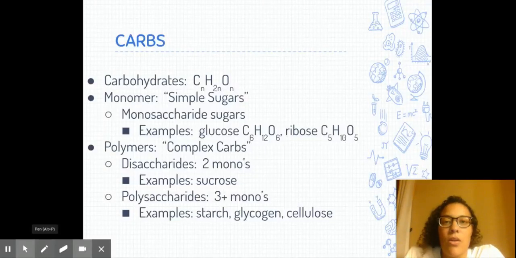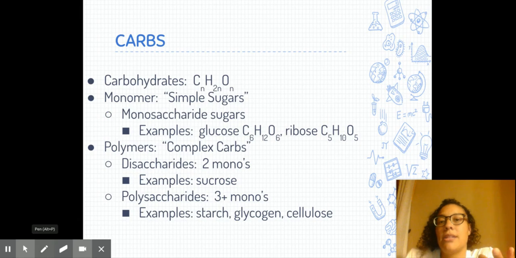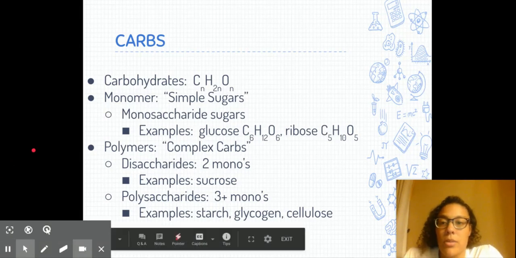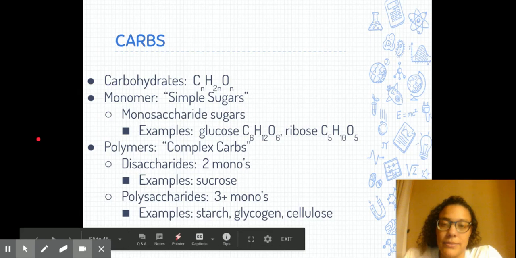Hey everyone, I'm going to go through our first two macromolecules with you, the carbohydrates and the lipids. And I like to put these two together in our notes because they have similar structures and they also have similar functionalities. So if we can decipher between the two right away, we'll be in good shape. So we've got our carbohydrates to start.